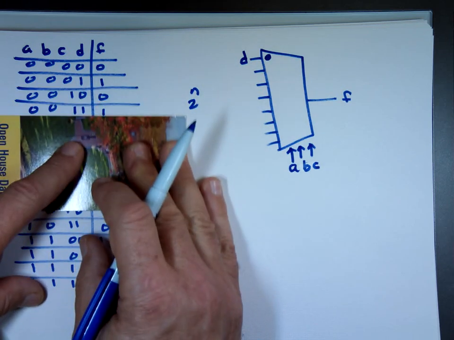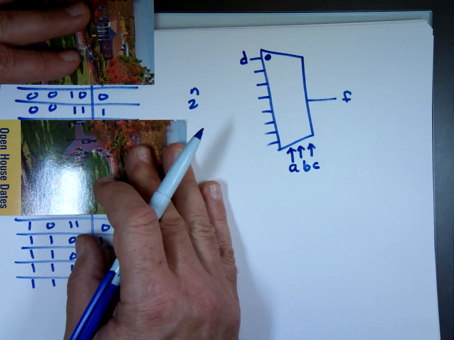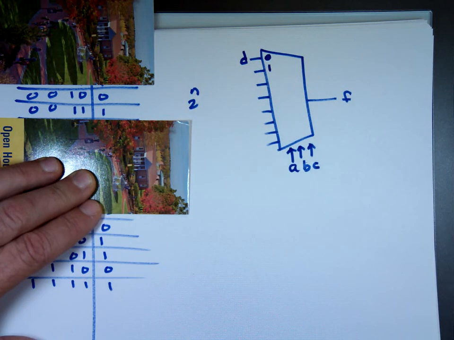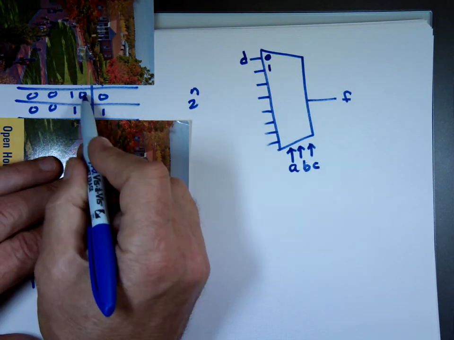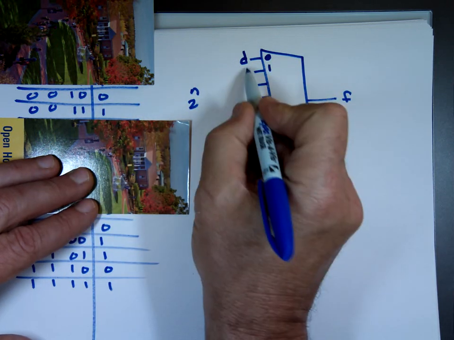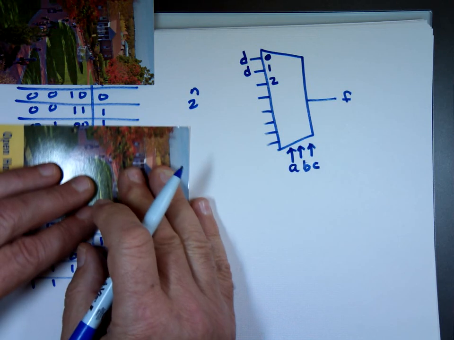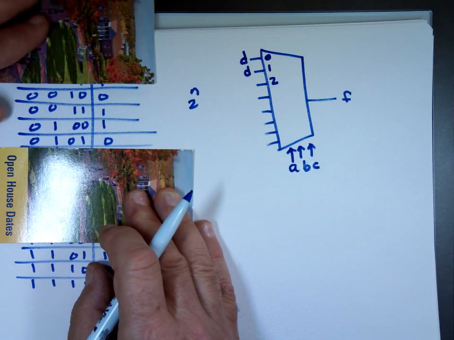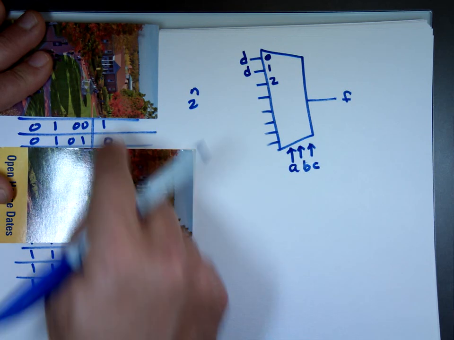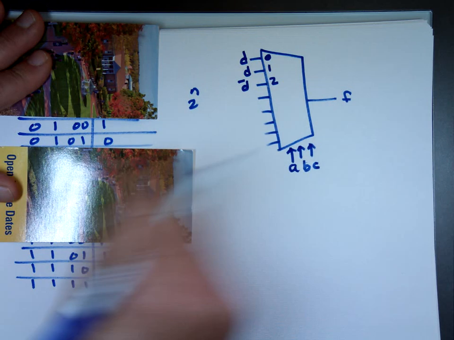Now the next group, let me cover the top two. That's when you have 0, 0, 1. That's pin number 1. Look at your F and look at your D. What do you notice about them? Same thing, right? 0, 1, 0, 1. That's the same. Pin number 2. Look at F and look at D. What do you have? D naught, the complement. When it's 0, you get a 1. When it's 1, you get a 0.